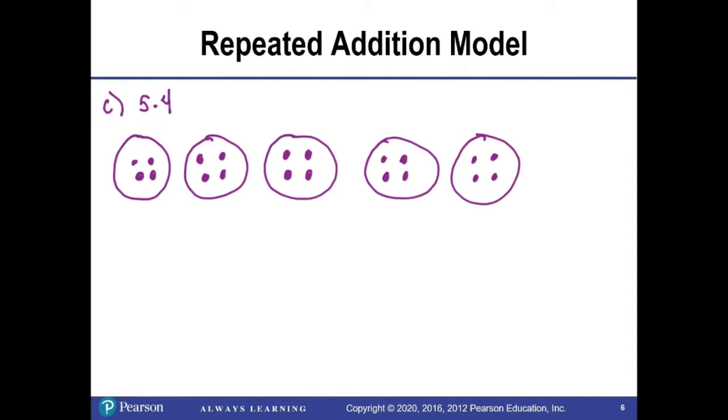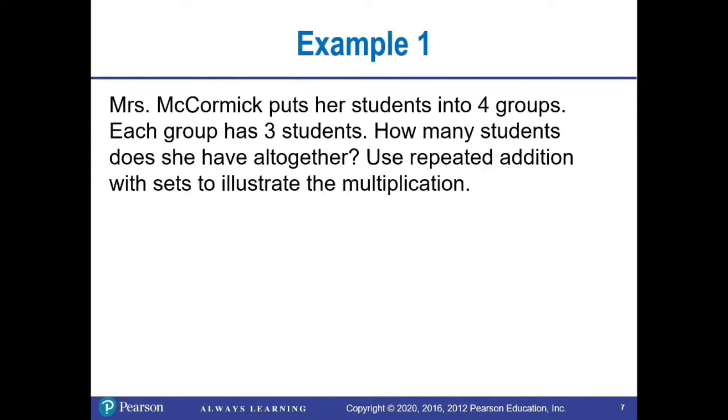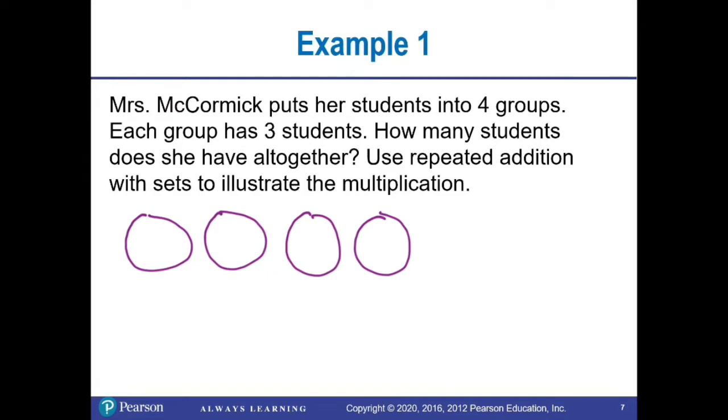So let's look at some examples. Mrs. McCormick puts her students into 4 groups. Each group has 3 students. So how many students does she have altogether? Our directions here ask us to use the repeated addition with sets to illustrate our multiplication. Mrs. McCormick puts her students into 4 groups, so we're going to draw 4 circles to represent the 4 groups. Every group has 3 students, so draw 3 dots in every circle to represent the 3 students. So here we have 3 plus 3 plus 3 plus 3, which is 12.